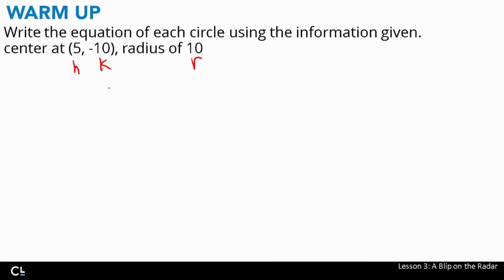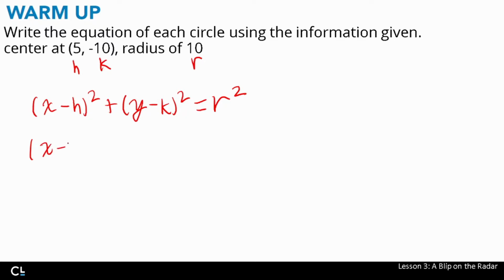Okay, so let's remember how we'd write this. Our equation for a circle is (x minus h) squared plus (y minus k) squared equals r squared. Now we just have to plug everything in. So we get (x minus 5) squared plus (y, the minus here and the negative 10 are going to make a plus 10) squared equals, and then we plug in our 10 and square it, which we can simplify. 10 squared, I'm just going to erase this, and we're going to write 100. And there you go, you've got your equation of a circle. And this is what we learned in our last lesson.